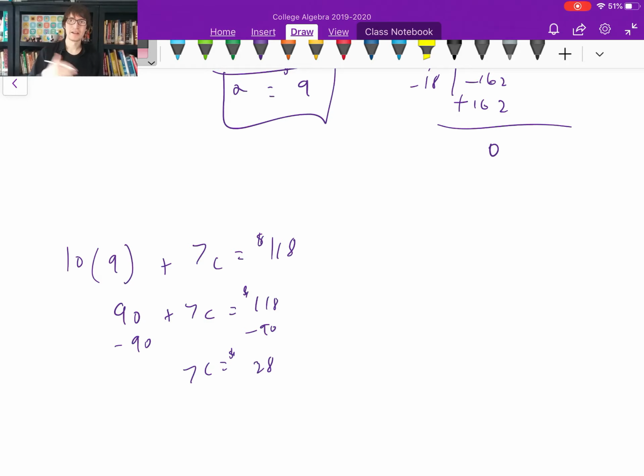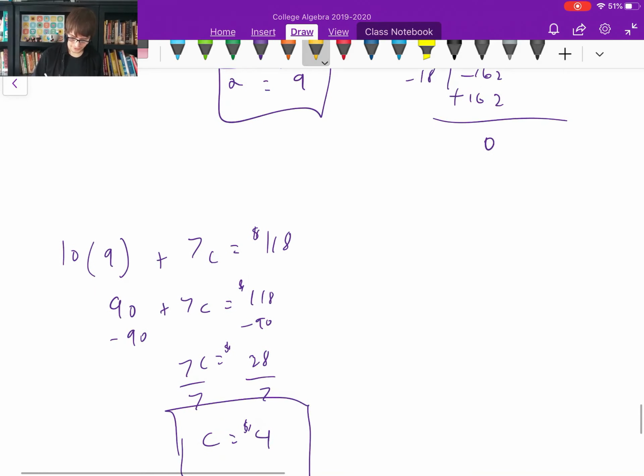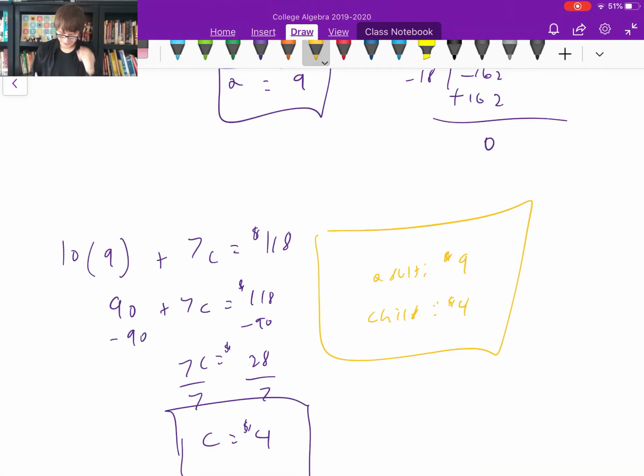Then we divide both sides by 7 to solve for c. We get c equals 4. So the price of a child ticket is $4. So our final answer is adult is $9, and child is $4. And that is our final answer. Great.